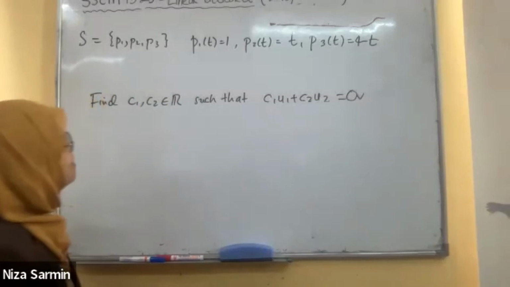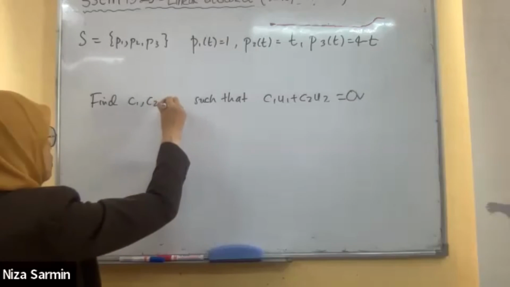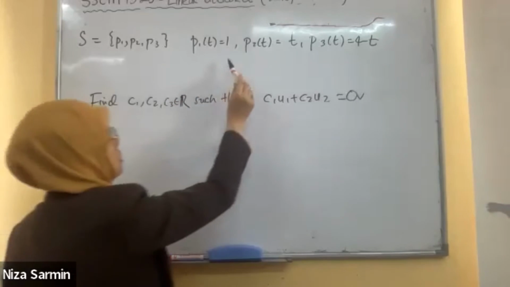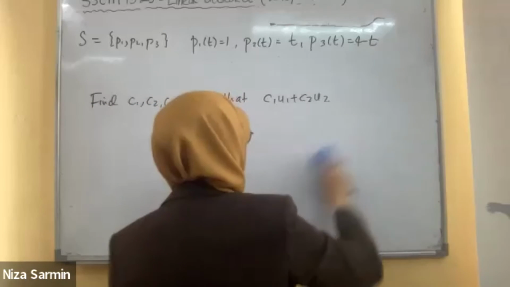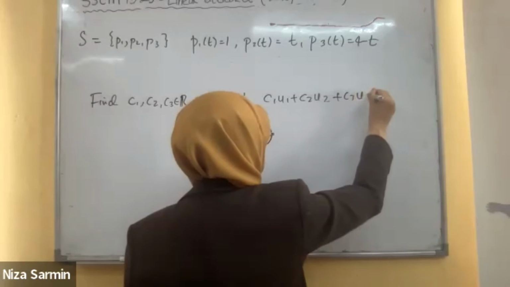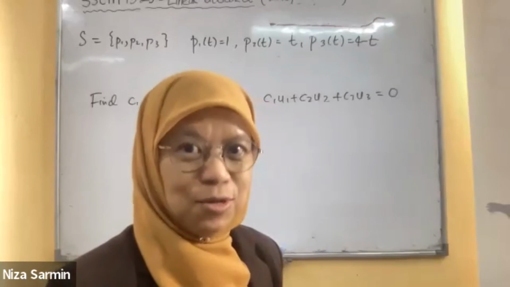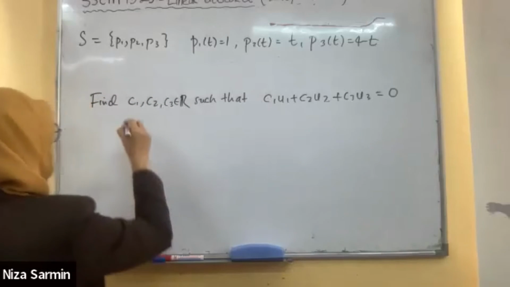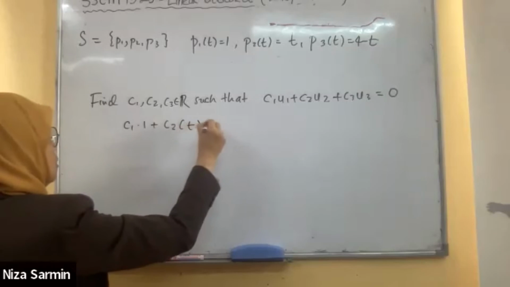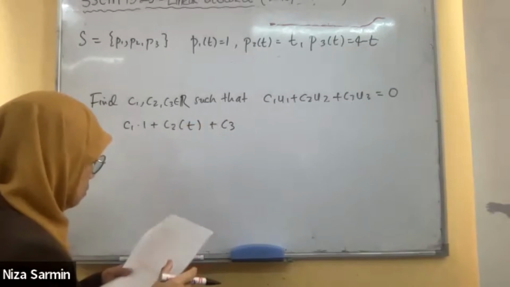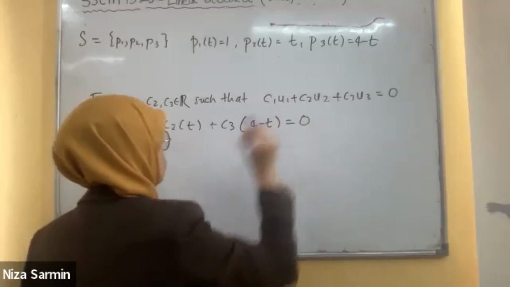Still the same. Find C1, C2, C3 in R because they're 1, 2, 3, such that C1P1 plus C2P2 plus C3P3 equals 0. Polynomial 0 is just a 0. So we will write C1 times 1 plus C2 times t plus C3 times 4 minus t is 0.